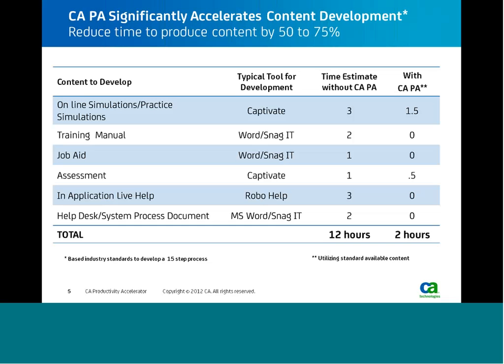This slide here talks about how you can eliminate the time it takes to create content using CAPA. On the left side, it shows you all the different types of content we talked about today, so simulations, training manuals, job aids, assessments, the in-application live help, and then typical tools for developing that content. How would you develop that content today in different tools, and how long would it take you to create a 15-step process in each of those tools, and then how long it would take for CAPA.